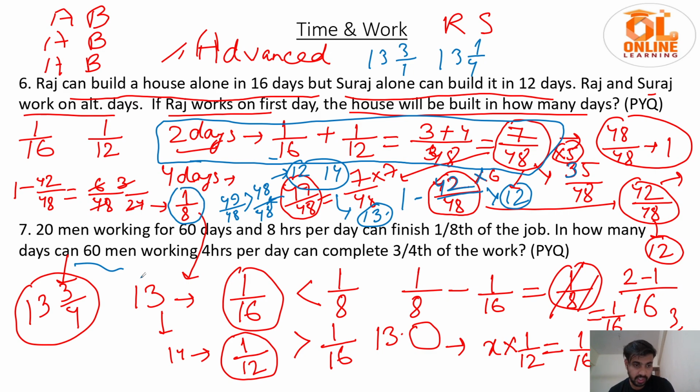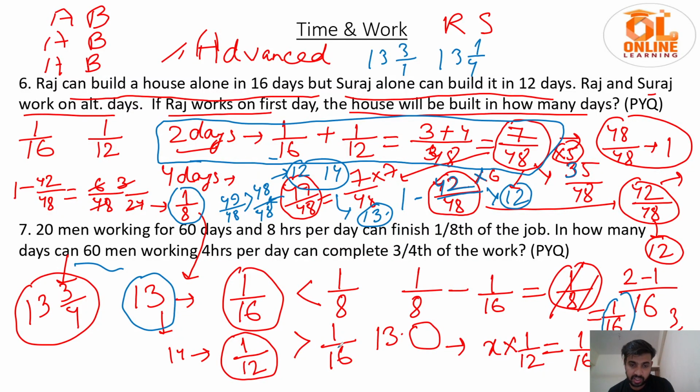Okay, now on the 13th day, Raj came to work and he does 1 by 16 work in one day. Then how much work is left? 1 by 8 minus 1 by 16. That is 1 by 16 work will still be left after the 13th day. On the 14th day, who will come to work? Suraj. He does 1 by 12 work in one day.